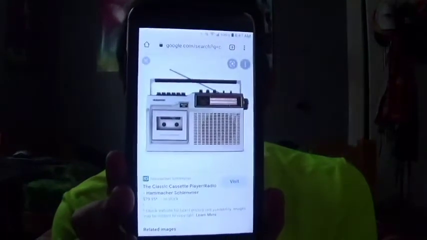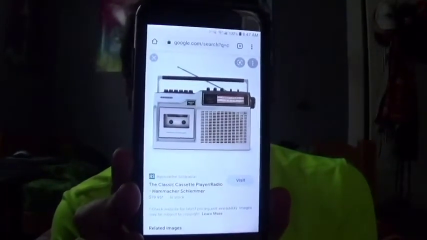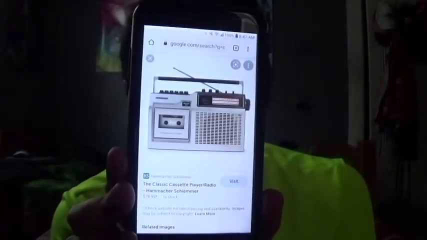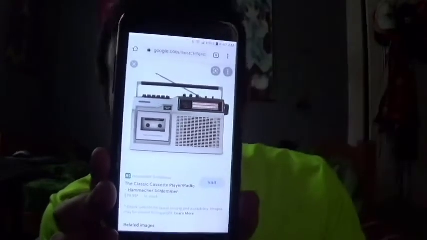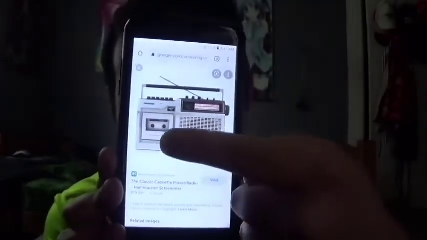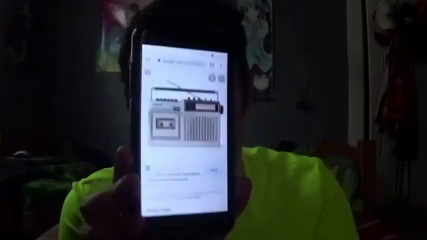But they do play on one of those radios, which is one of these. This is what they actually played on, because you can tell by the antenna and other stuff. And that spot, that's where the cassette tape goes in.